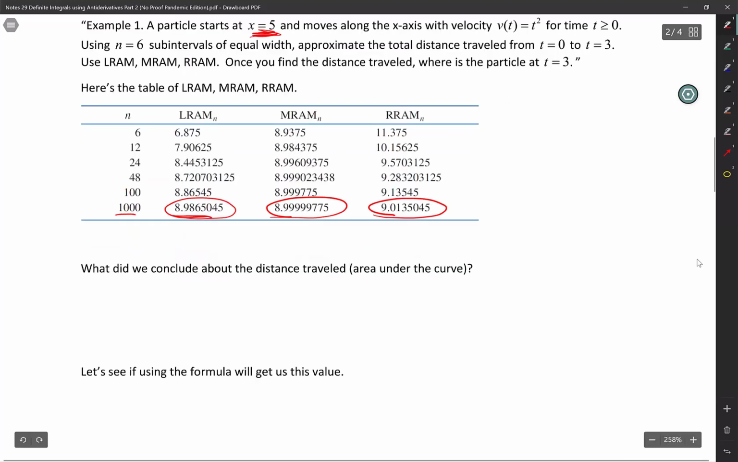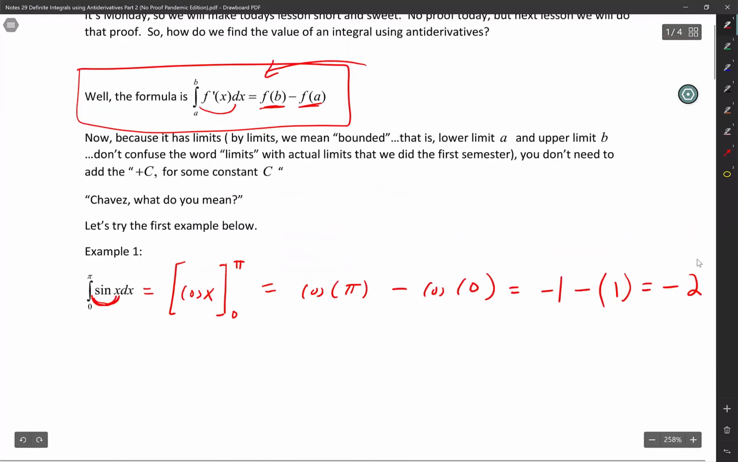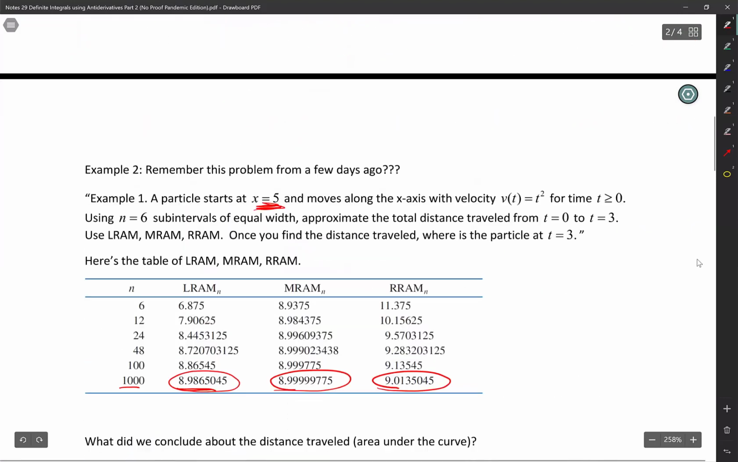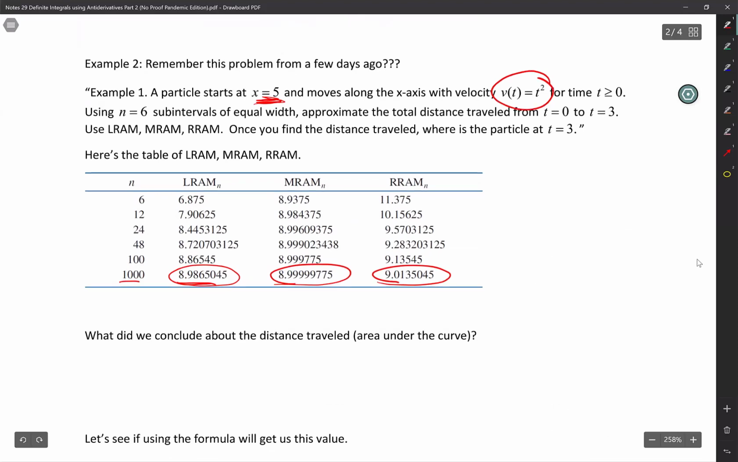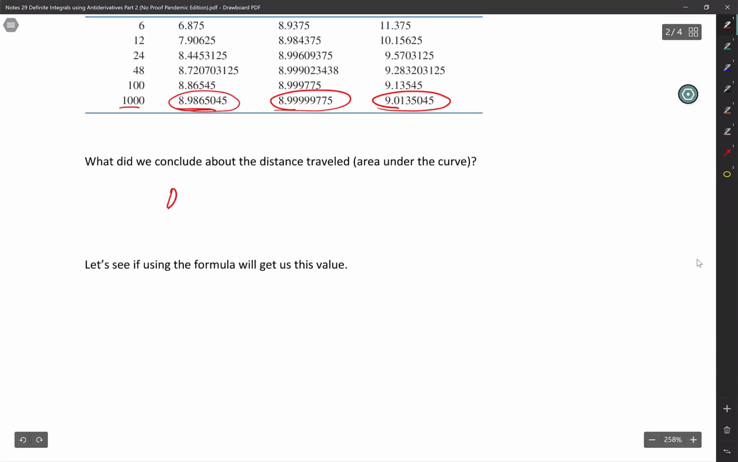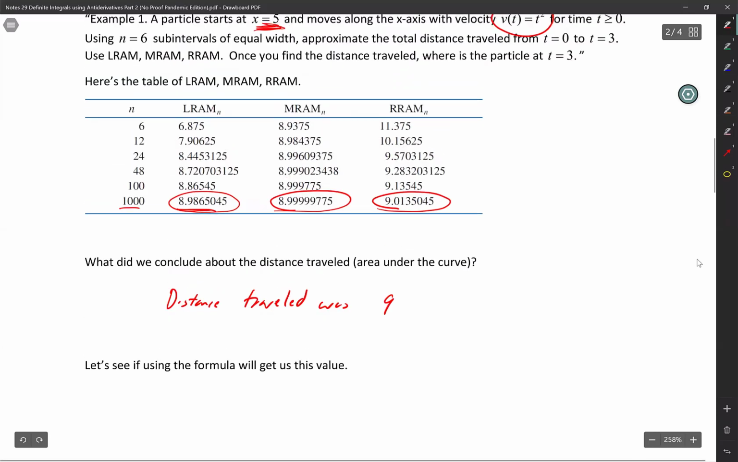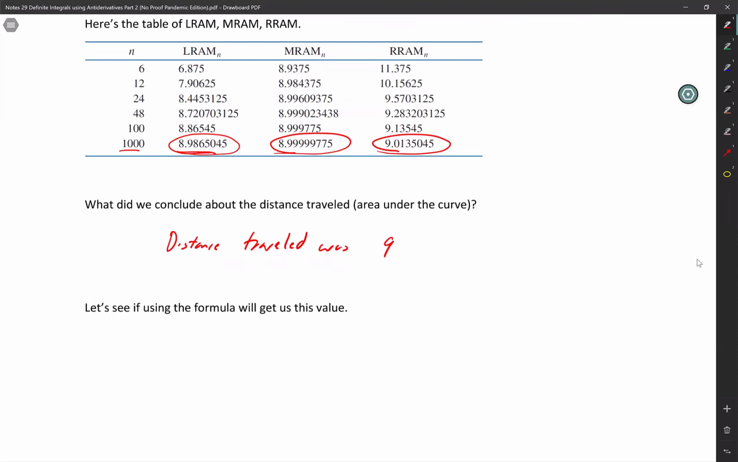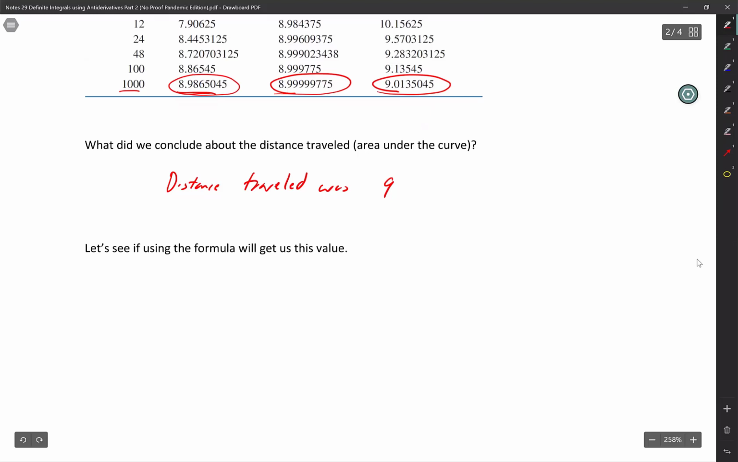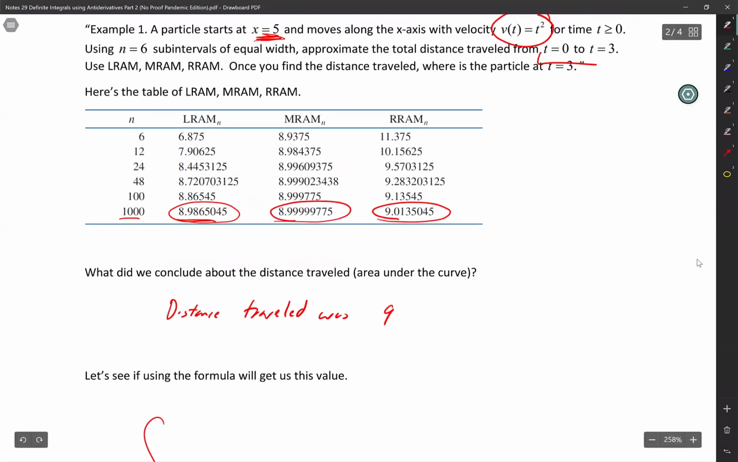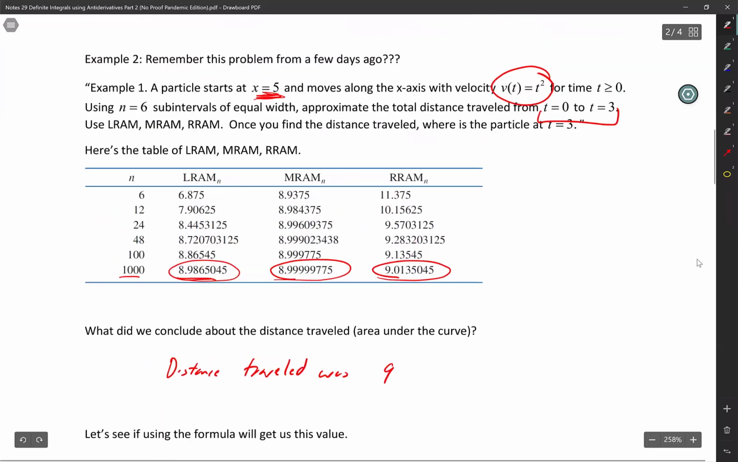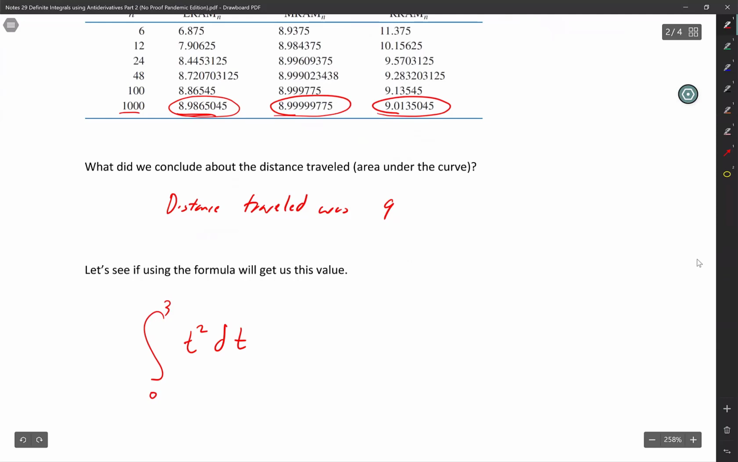Okay, so let's see if using our little formula, what formula, Chavez? This guy. Let's see if using our little formula gives us that answer, guys. So I have my velocity, which is t squared. Okay, hold on. Let's answer this first. Distance traveled was 9, and there weren't any units on that. So just 9. You could also say displacement because the velocity is always increasing, so displacement and distance are the same on this one. All right. So let's see. Integral from 0 to 3 of t squared. Let's see if this gives us 9, guys, because that's what we found. We found the area under the curve, right? Area under the t squared curve.